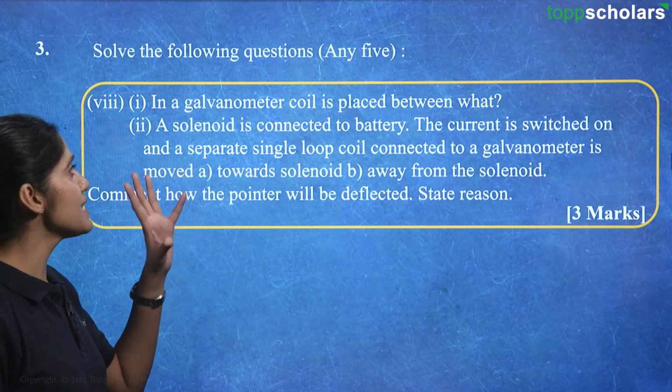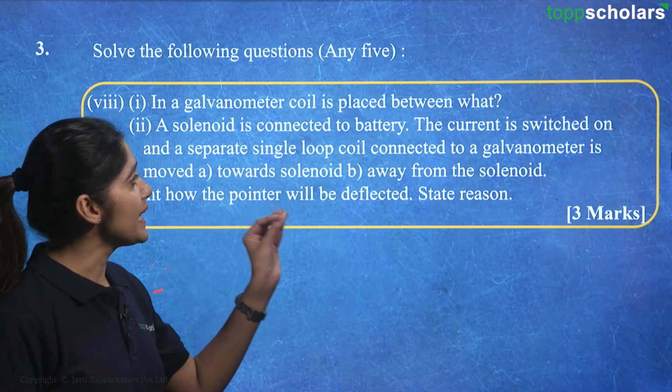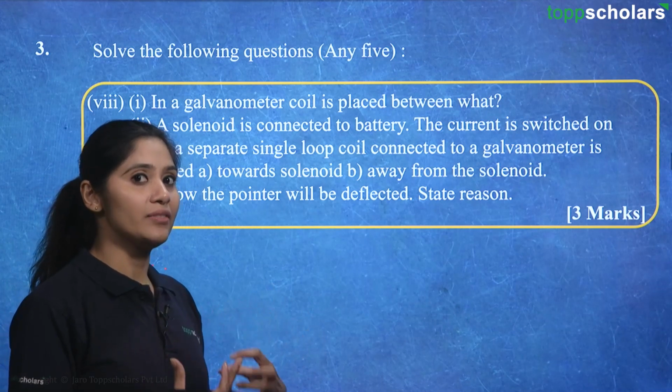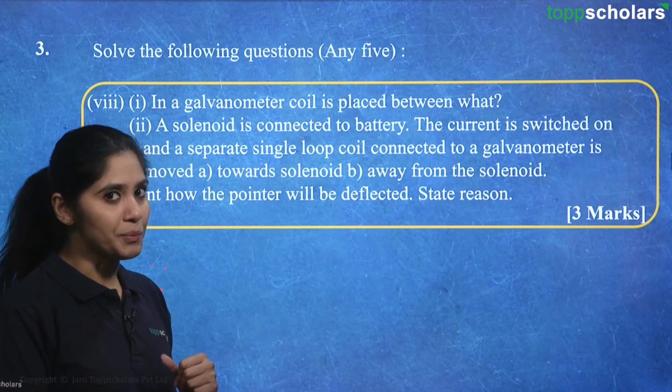This is a 3-mark question and we have to answer 2 parts of this question. Okay, so the first part asks, in a galvanometer, coil is placed between what? So we have studied how a galvanometer is made and what is the use of a galvanometer.